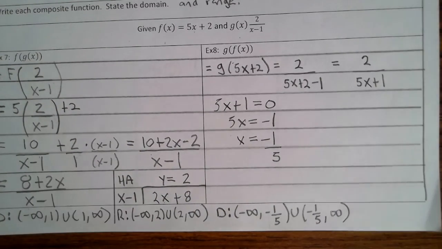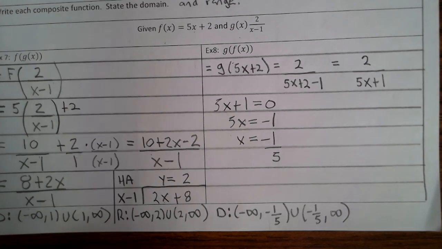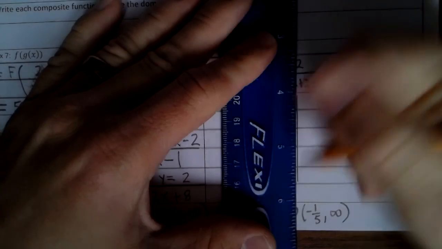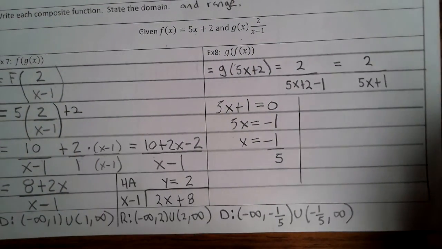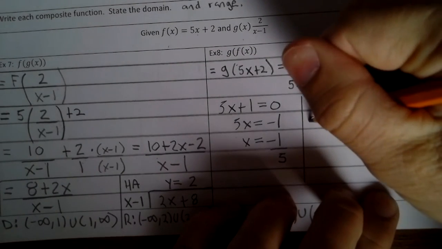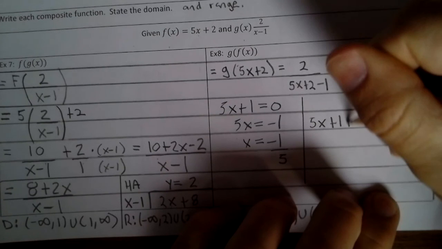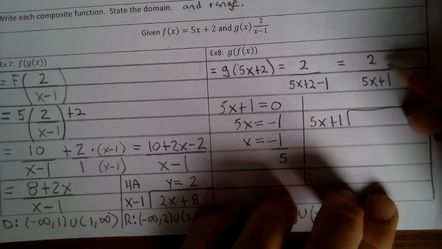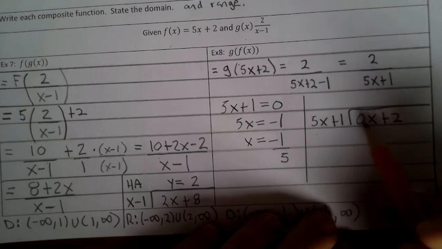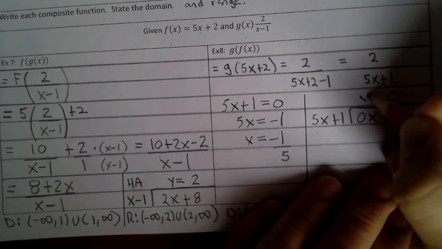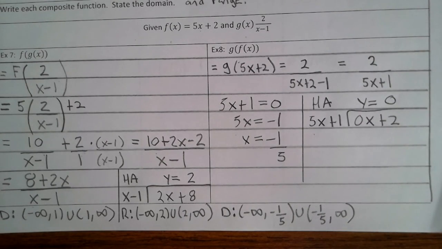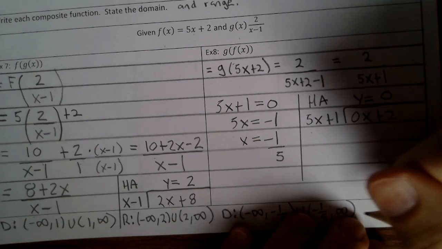Now, for the range, we need to find the slant or horizontal asymptote. So we take 5x plus 1 divided into, technically that would be 0x plus 2. Well, you ask yourself, what do you multiply 5x by to give you 0x? The answer to that is 0. So you have a horizontal asymptote at y equals 0. So your range would be negative infinity to 0 or 0 to infinity.